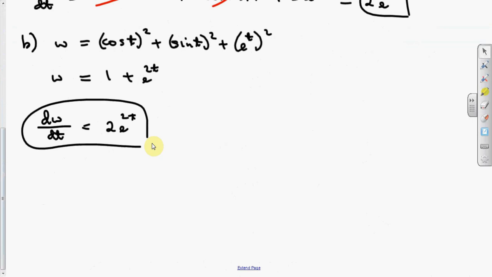Again, part B is calculus 1, right? Any questions there? You try this one.